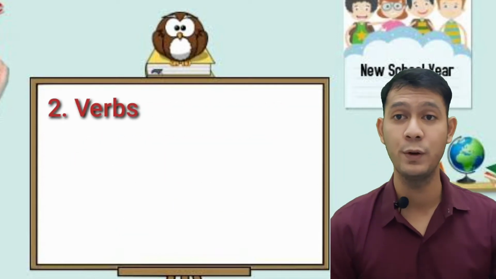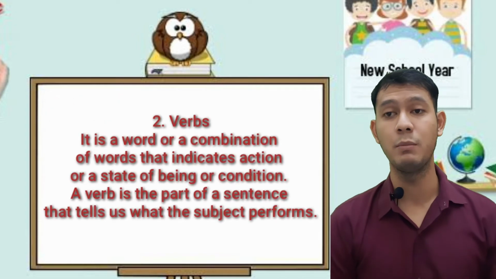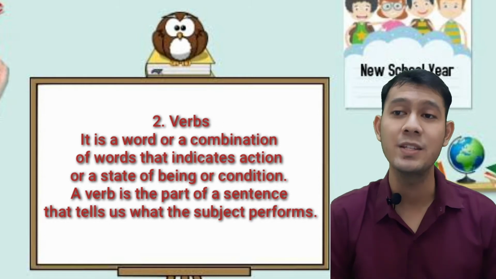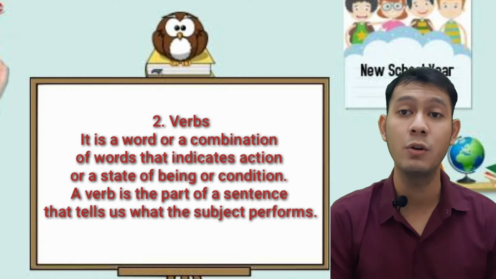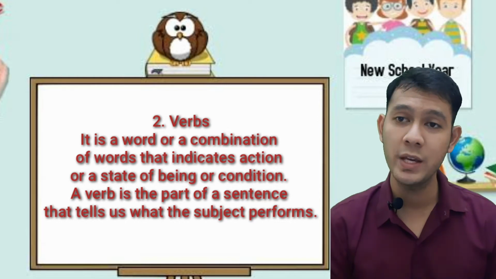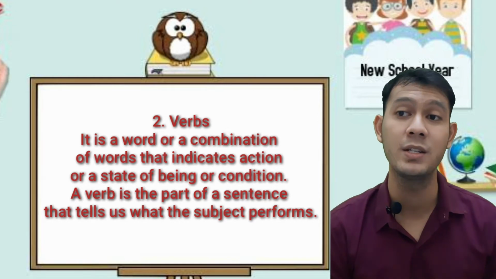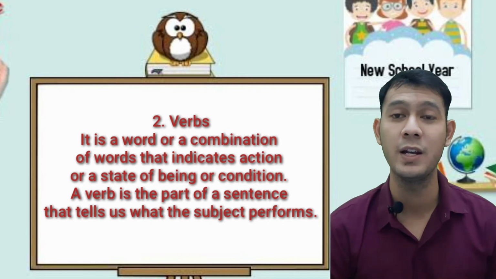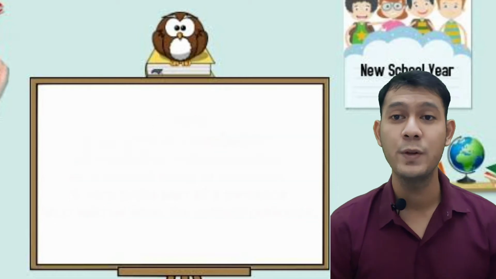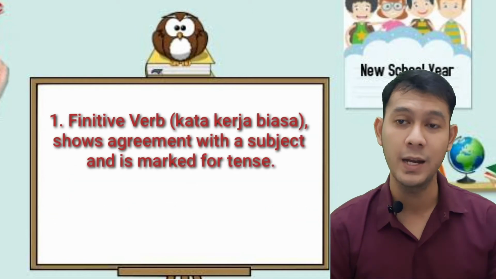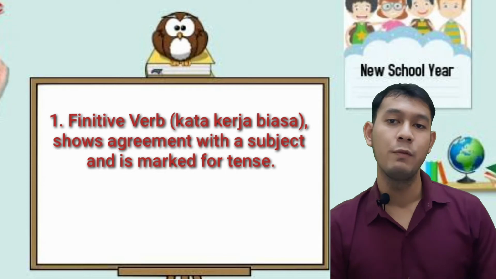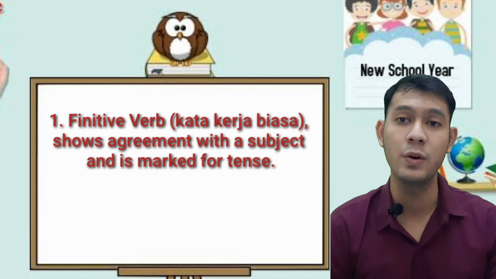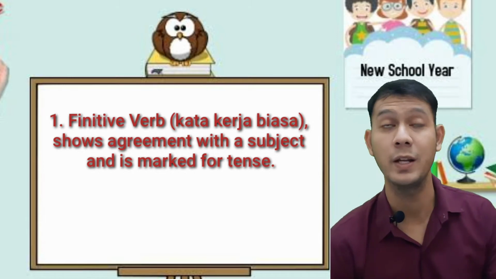What is actually verbs? A verb atau sebuah kata kerja is a word or a combination of words that indicates actions or state of being or conditions. A verb is the part of sentence that tells us what the subject performs. In general, verbs are classified into several types again. The first we have finitive verb, kata kerja biasa. Finitive verb shows agreement with a subject and is marked for tense. Jadi finitive verb ini ya kata kerja biasa gitu.